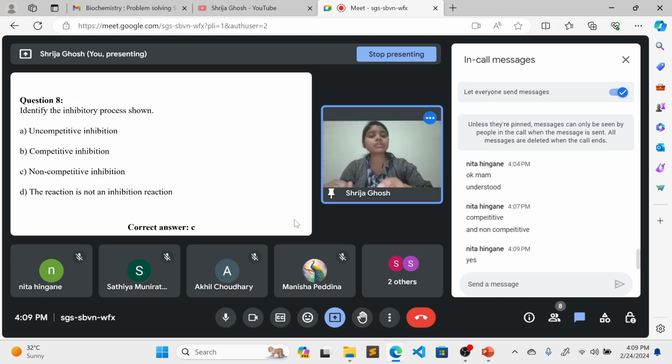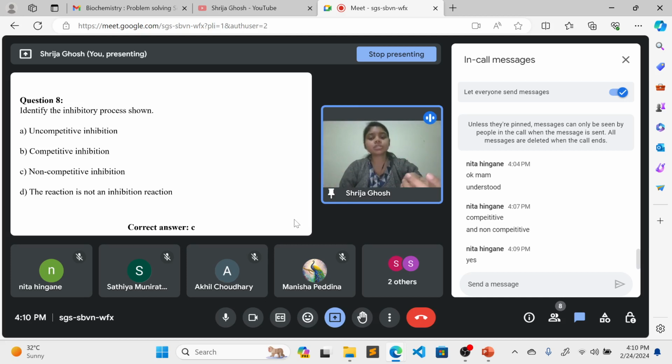In case of competitive inhibition, first remember, there is only one site, the active site of the enzyme. To that site only, both the substrate and inhibitor can bind. So at any point, the inhibitor can only bind to the enzyme when the substrate is not bound. That means the inhibitor can only bind to the free enzyme.